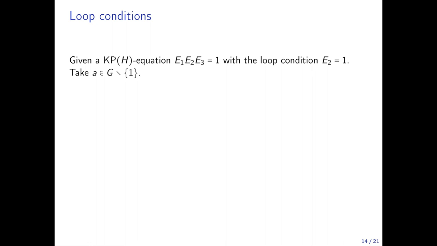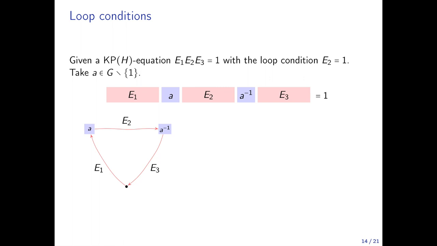Then what we do is we take some non-trivial element a from G and write down this equation over the wreath product. So this can be visualized as follows. We start in the identity, move by e1, write a into the current cell, move by e2, write a inverse, and then move again by e3. Now this element is equal to 1 if and only if a and a inverse cancel, meaning that e2 is actually a loop.